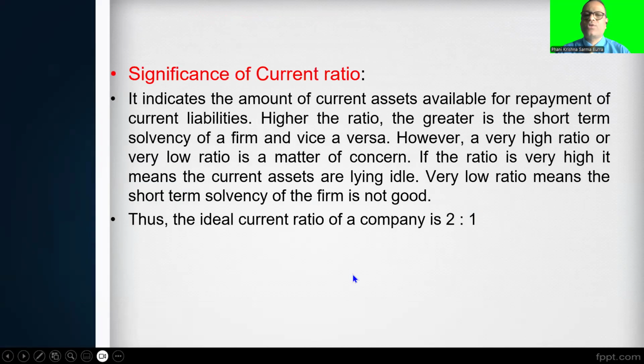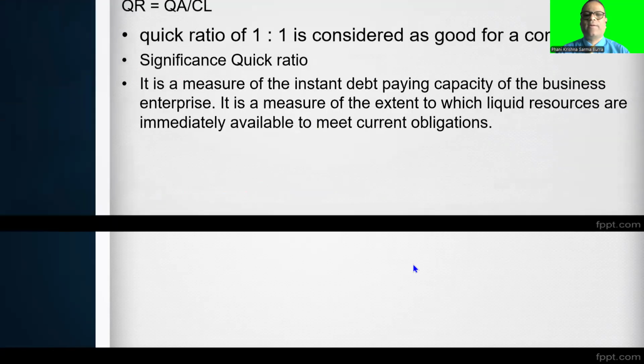Significance: it indicates the amount of current assets available for repayment of the current liabilities. The higher the ratio, the higher the short-term solvency position, and vice versa. The ideal ratio is 2:1.